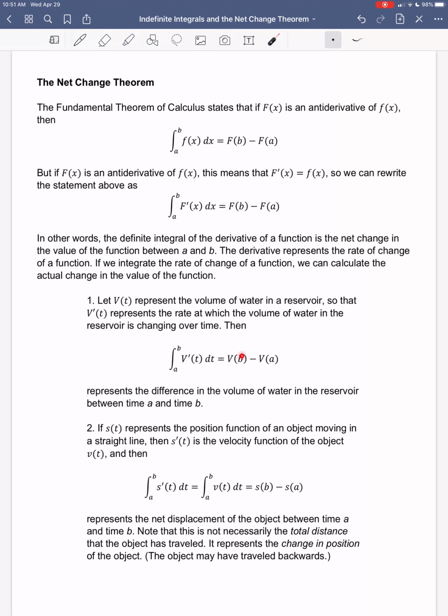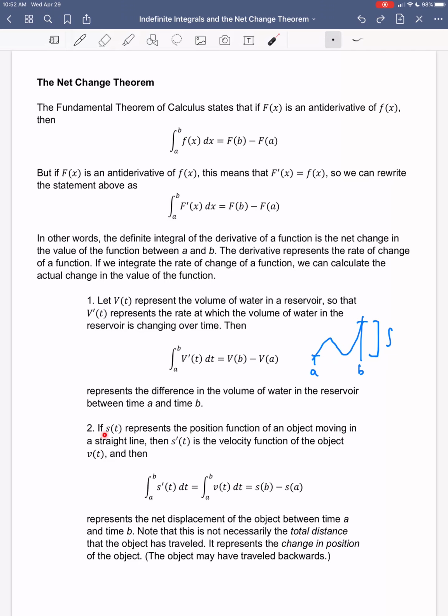Now, that doesn't necessarily represent the total amount of change of water in the volume. The water level could have gone up and then down and then up. And so if this is a and this is b, then when I do the integral, it just represents that net change, right? It doesn't take into account that the volume went up and down and then up again, all right? It doesn't take into account the total amount of water that's entered the reservoir. It just represents the change between time a and time b.